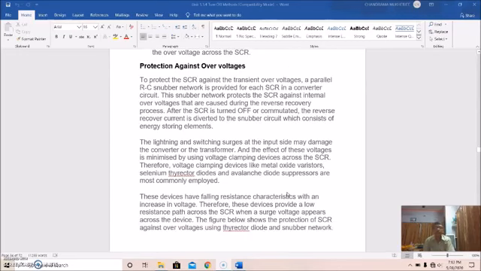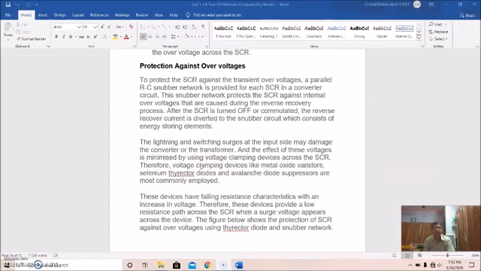Protection against overvoltage: due to these transient overvoltages, an RC snubber circuit, a parallel circuit across each SCR in a converter circuit, is used. In our earlier class we discussed how the snubber circuit works. This snubber network protects the SCR against internal overvoltages that are caused during the reverse recovery process. After the SCR is turned off or commutated, the reverse recovery current is diverted to the snubber circuit, which consists of energy storing elements.